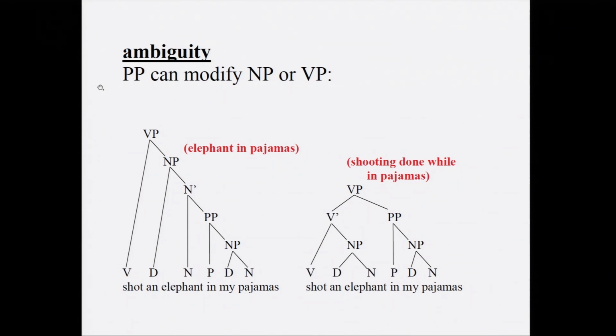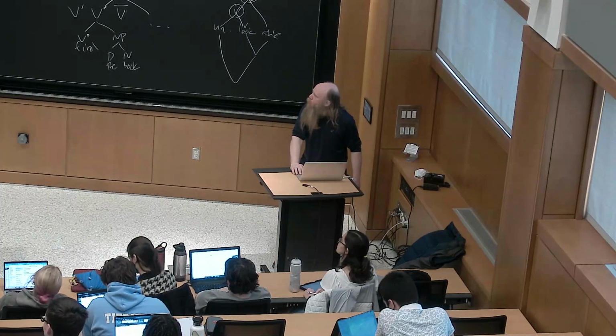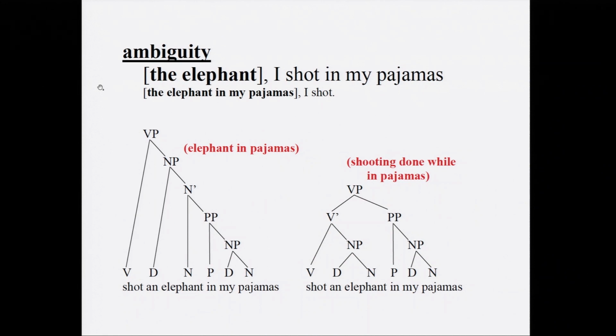Okay, so two trees, and a hypothesis that we might entertain is that the tree on the left is the one where the elephant is wearing the pajamas, and the tree on the right is the one where the shooting involves me being in the pajamas. Sort of the normal reading. Normal for some of us, although it's been established that not all of us are normal.